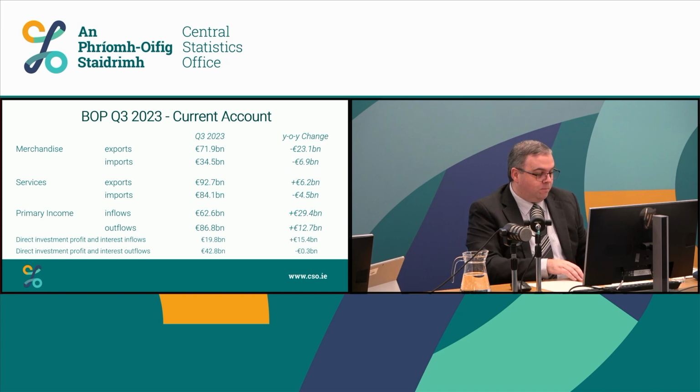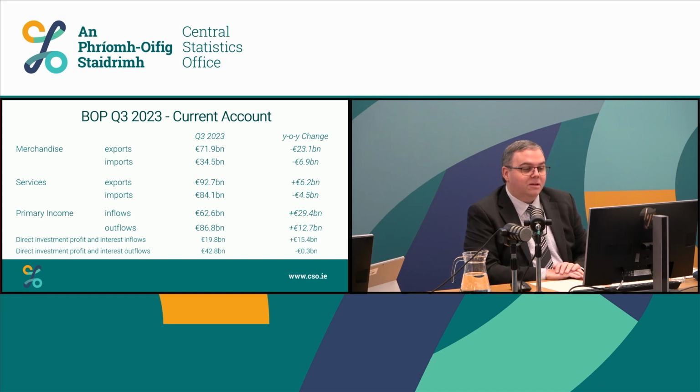Splitting that out a bit more, we can see that our merchandise exports are 71.9 billion euros this quarter, down 23.1 billion on last year, while our imports are 34.5 billion, down 6.9 billion on last year. So we can see that while both are decreasing, the decrease in the merchandise balance is driven by the decreased exports. On the services, we have exports of 92.7 billion, up 6.2 billion euros, largely driven by increases in computer services, and imports of 84.1 billion, down 4.5 billion euros, largely driven by decreases in R&D.